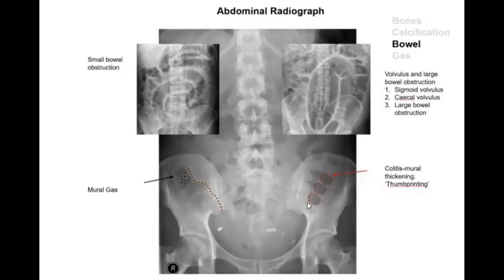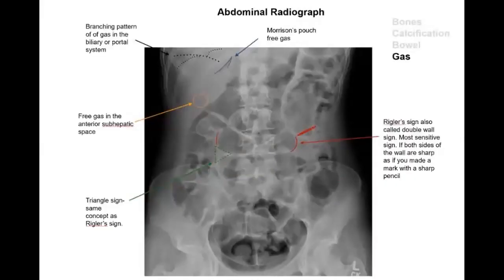Any thumbprinting, colitis, any mural gas, and the small bowel obstruction. Finally, so you check with bones, calcification, bowel, and finally you go to the gases.